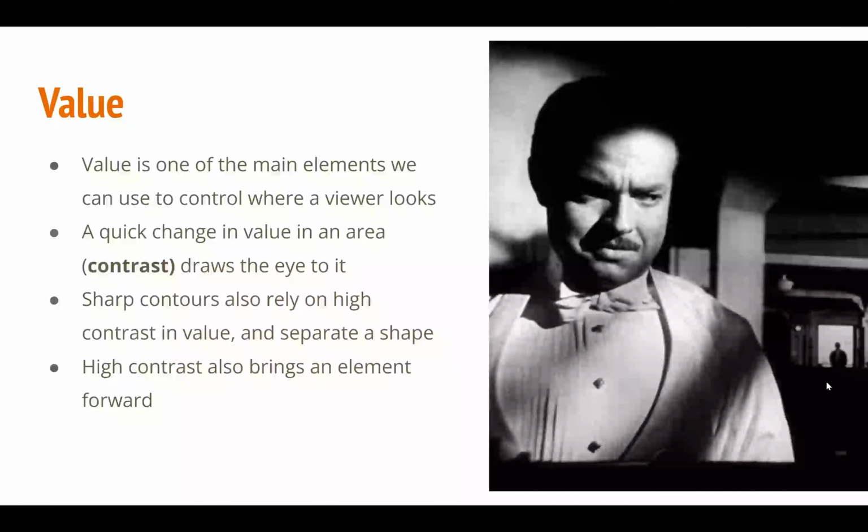So besides line, value is probably the most important part to work with in terms of controlling where the viewer is going to look. A quick change in value in an area is going to be contrast, right? Increased contrast. If you have a sudden, really abrupt change in value, you're going to have contrast. So sharp contours rely on high contrast in value and separate shapes.